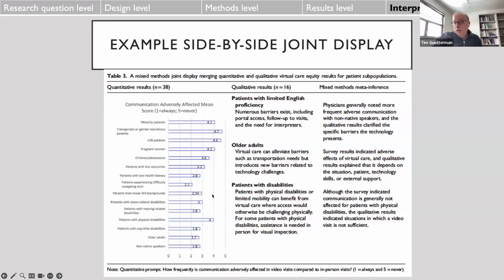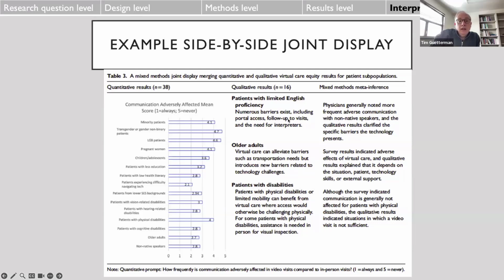On the left-hand side here, I'll just jump to the bottom: patients with disabilities, cognitive disabilities, older adults, and non-native speakers. These rated among the highest quantitatively in terms of those groups being adversely affected by telehealth. So the middle column here is the qualitative results, just focusing on those groups. And these are qualitative results of interviews with physicians.